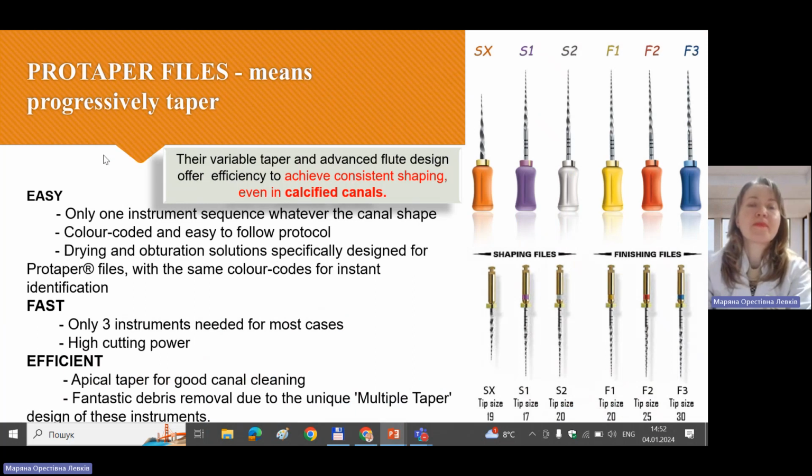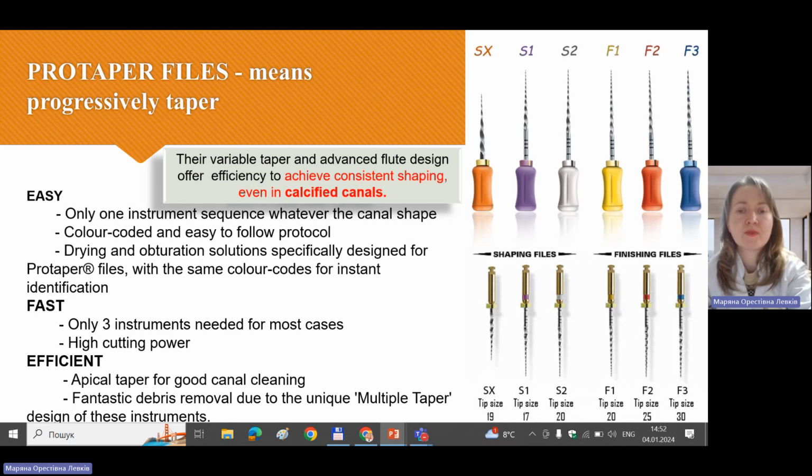Another instrument is considered to be used both in hand motion and rotary motion. So ProTaper files means progressively taper. Their variable taper and advanced flute design offer efficiency to achieve consistent shaping even in calcified canals. They are easy to use, with only one instrument sequence, whatever the canal shape. Color-coded and easy to follow protocol.